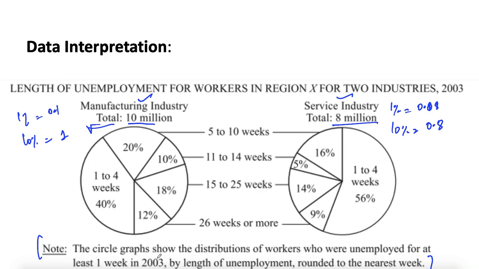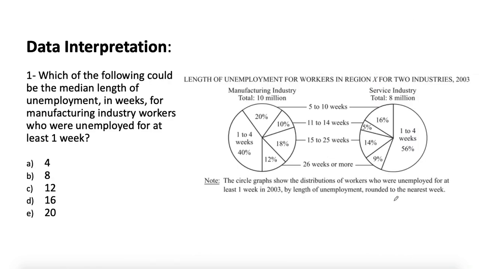The circle graph shows the distribution of workers who are unemployed for at least 1 week in 2003 by length of unemployment. So these are lengths of unemployment, for persons who are unemployed for at least 1 week in year 2003. Okay. Now let's solve the first question.